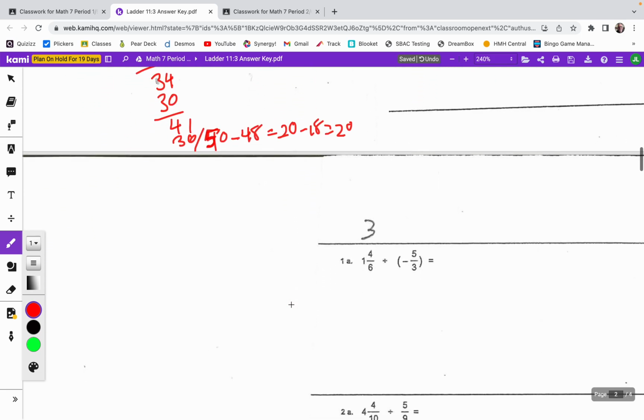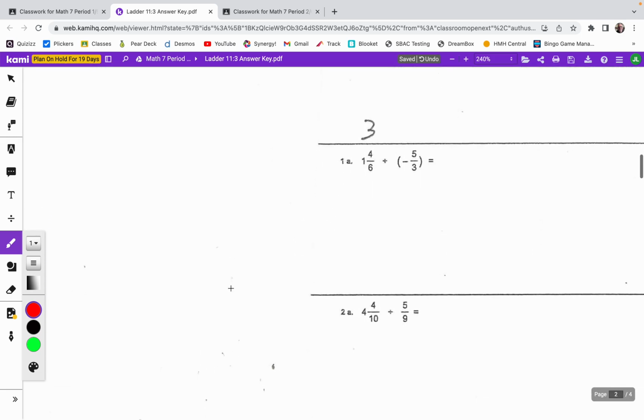Okay, let's go to step 3. We're going to do 1 and 4/6 divided by negative 3/5. We know the answer is going to be negative. And 4/6 is the same as 2/3, so I might as well use that. Divided by 5/3, that's the same as 5/3 divided by 5/3. Well, if you divide anything by itself, it's equal to 1. So this is going to be negative 1.